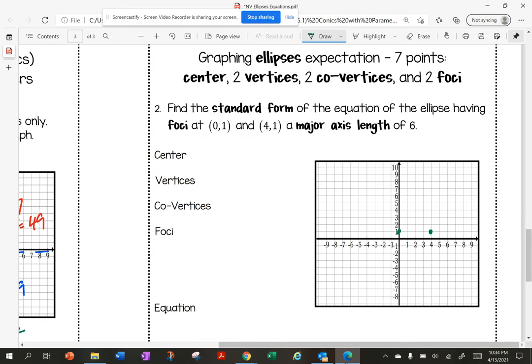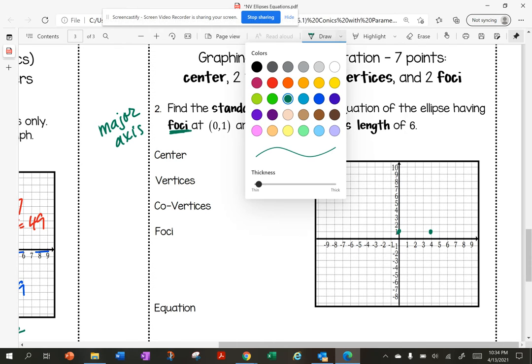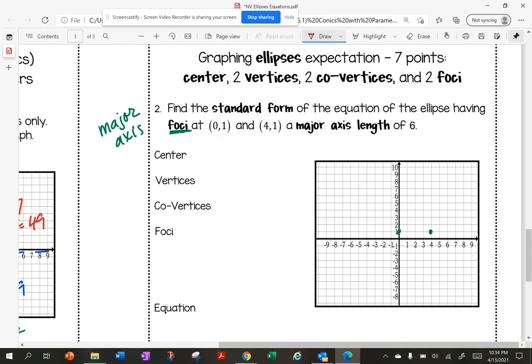So the foci are on the major axis. Since I have the foci horizontal, I know I have a horizontal ellipse. So this is my major axis, and then my center is going to be at the midpoint between the two foci. So my center is right here. So my center is at 2, 1.